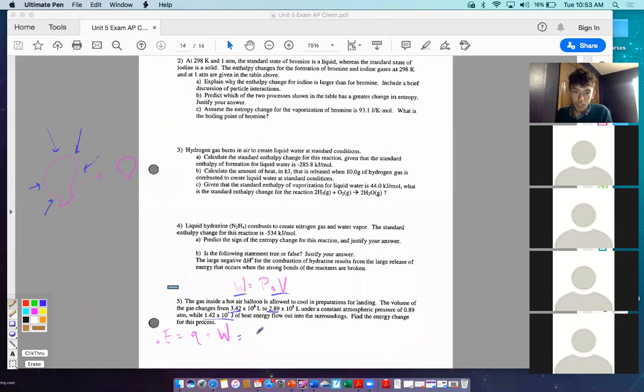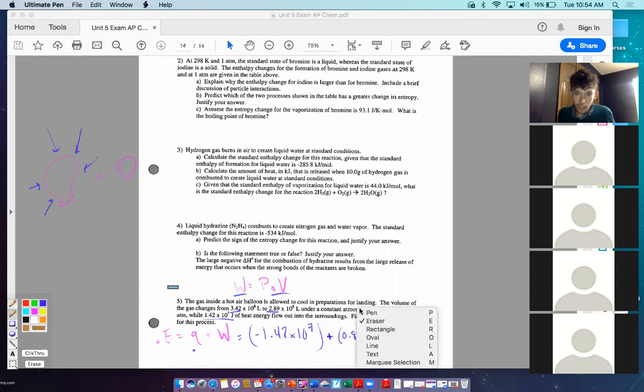So my final equation is going to be negative 1.42 times 10 to the 7th. That is going to get me the energy lost due to heat. And then I'm going to add to that the energy that gets gained whenever the work is done on the balloon. The surroundings are compressing it. And that's going to be the pressure of 0.89 times whatever the volume change was. And I'm going to treat that volume change as a positive number, so I end up getting positive work, right?